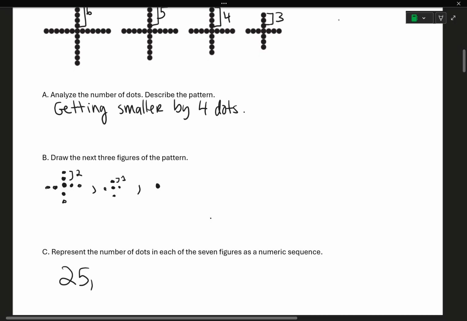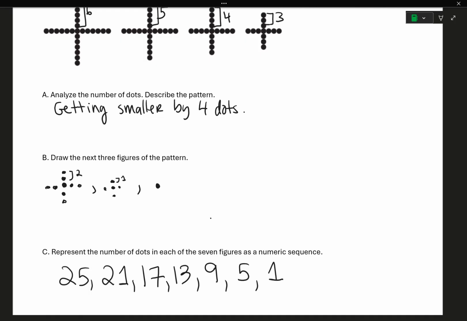The next one has 5 on each side, so that's 5 times 4, 20, plus 1 in the middle, 21. The third image has 4 on each side. 4 times 4 is 16, plus 1 is 17. The fourth image has 3 on each side. 3 times 4 is 12, plus 1 is 13. The next one, the one I drew, has 2 on each side, so 2 times 4, that's 8, plus 1 is 9. The last one, I think it's easy, you see it's 5, and the very last one has 1.